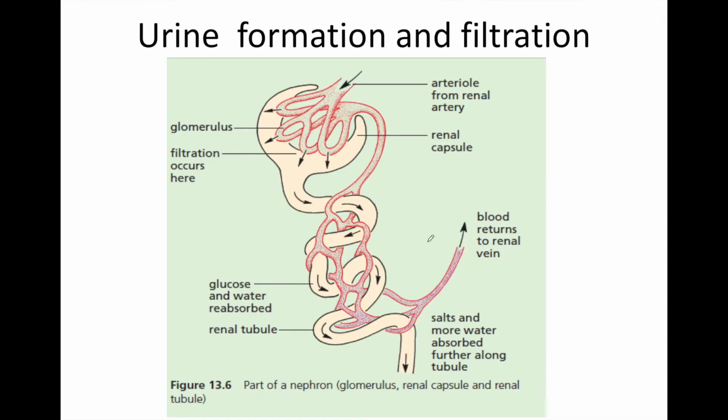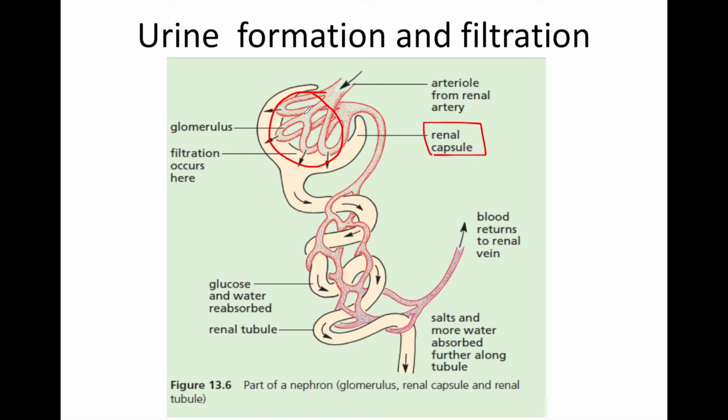Now, because we have high pressure in the glomerulus, as we took in chapter 9, we said capillaries are under high pressure. So because we have high pressure in the glomerulus, a very important process called filtration occurs here. So filtration of the blood occurs in the glomerulus, and the filtrate is collected in the renal capsule.